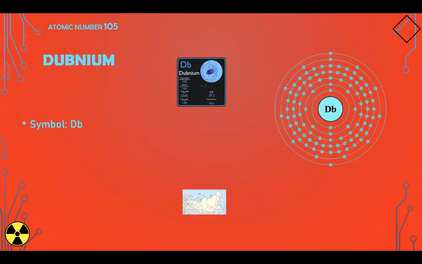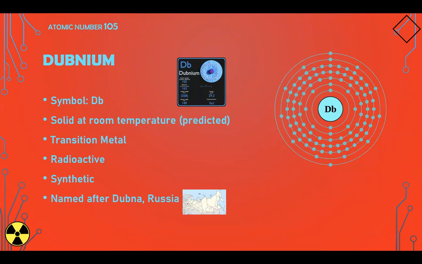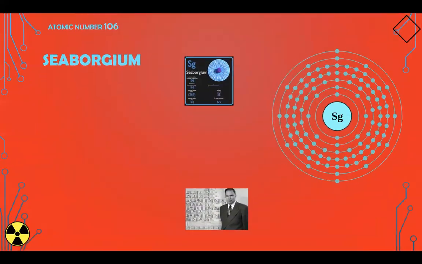Dubnium is the next element. Atomic number 105, its symbol is Db. It's a solid at room temperature. It's a transition metal. Look at the animations. It's radioactive. Dubnium is synthetic. It is named after Dubna, which is located in Russia, and it has no uses yet.